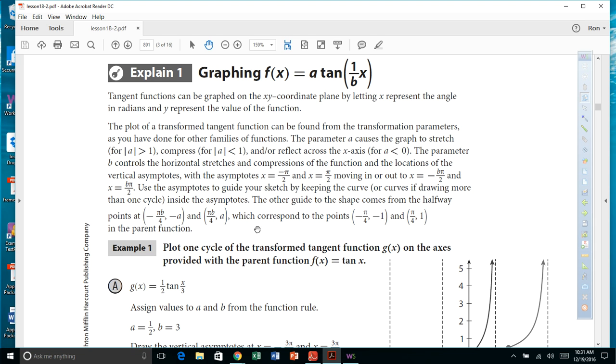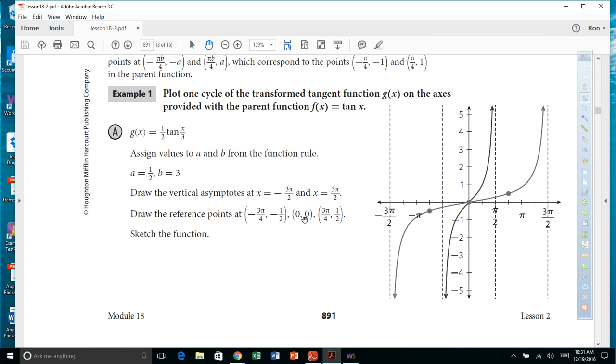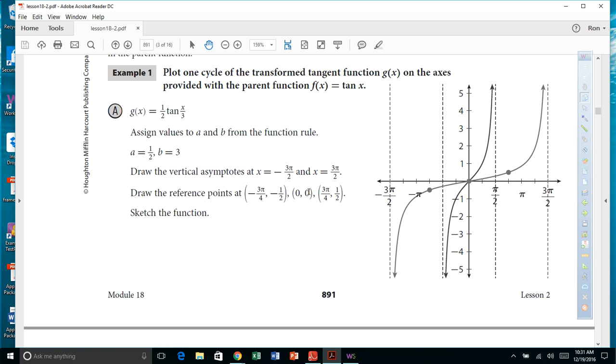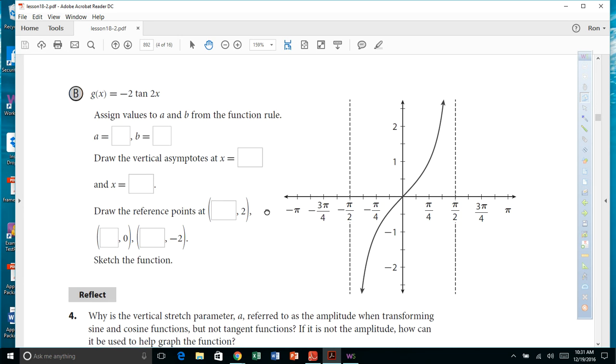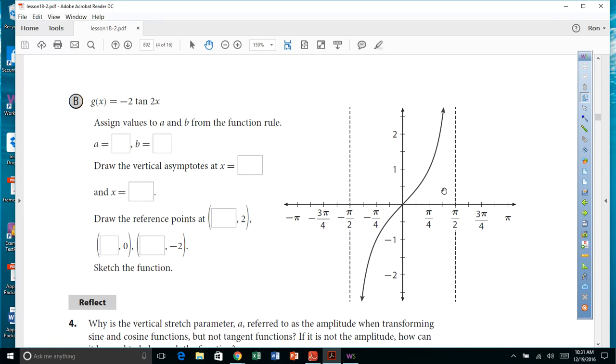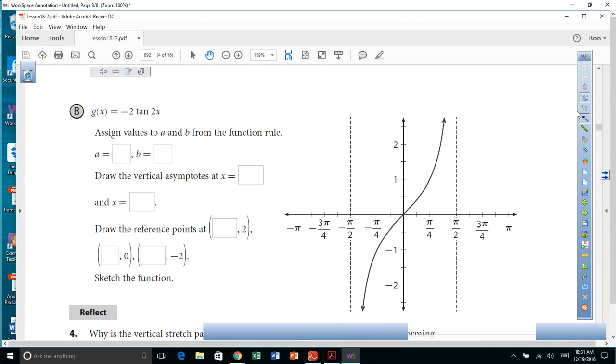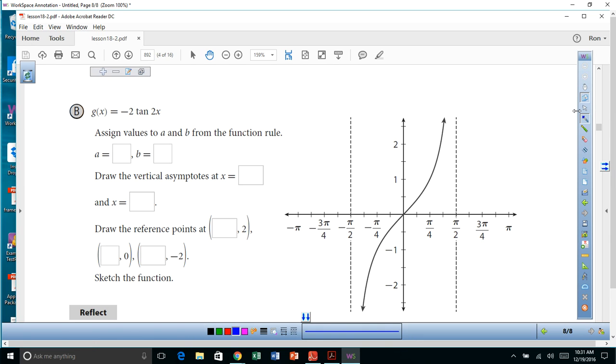So plot one cycle of the transformed tangent function g of x on the axes provided with the parent function f of x equals tangent x. Okay, so you can do a by yourself, and when you come back, we'll do b together. So g of x equals negative 2 tangent 2x.